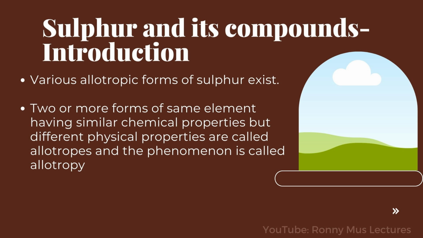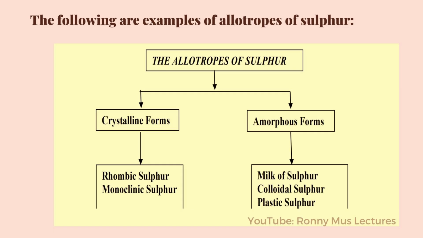same element having similar chemical properties but different physical properties are called allotropes, and that phenomenon is referred to as allotropy. Examples of allotropes of sulfur are as shown in this diagram. We have the crystalline forms. Under that you can have rhombic sulfur or even monoclinic sulfur. You have the amorphous forms where you have milk of sulfur, colloidal sulfur, and also plastic sulfur.